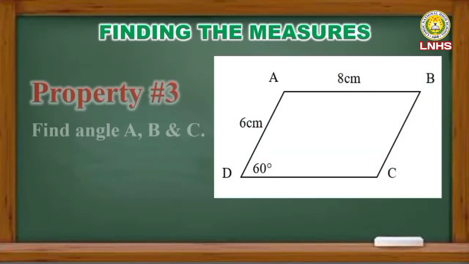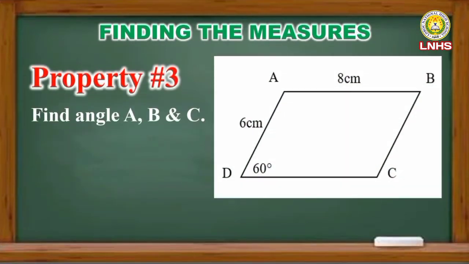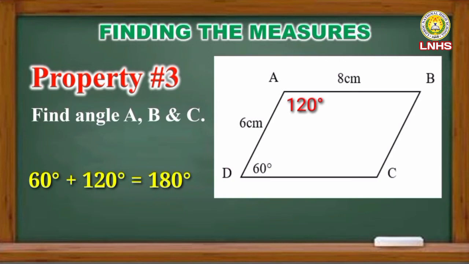So let us have this example for property number 3. Find angle A, B, and C using the figure. Since angle D is consecutive to angle A, their sum is 180 degrees. We have already 60, then the remaining one is 120 degrees. So angle A is equal to 120 degrees. If you add, the result is 180.